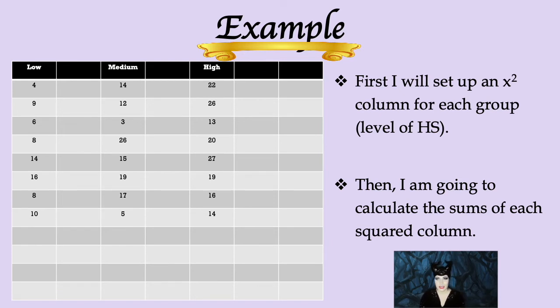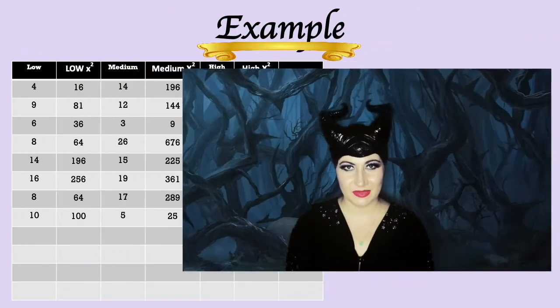Then I'm going to have medium hypnotic susceptibility and a squared column for that, and a high hypnotic susceptibility and a squared column for that. Once I calculate the squared values for each score in my list, I'm going to sum each column to get the sum of squares for low, medium, and high hypnotic susceptibility.